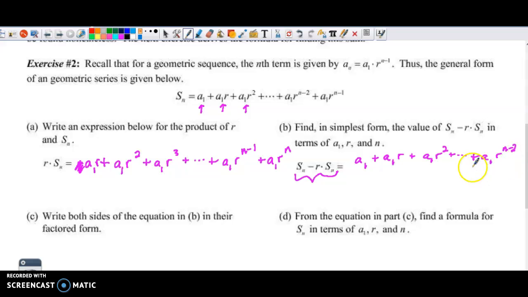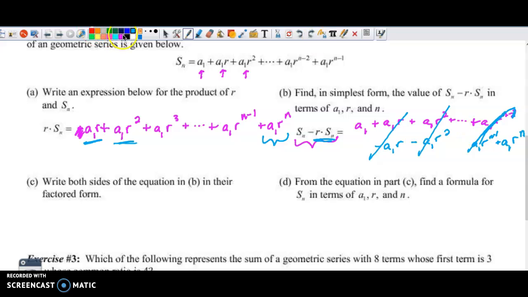I didn't give myself enough room. But I think what you'll notice is I'm going to subtract off the r times S of n. So I'm subtracting off this piece, a1r, and this piece, a1r squared. And you can see that all of these pieces will cancel all the way until the very end. The only thing that doesn't cancel is this piece right here, the a1r to the n power. And maybe I could have written that as a1r to the n minus 1. I hope this is making sense. If it's not, don't worry. We will get to the final answer here shortly.